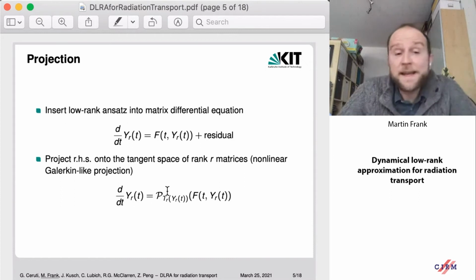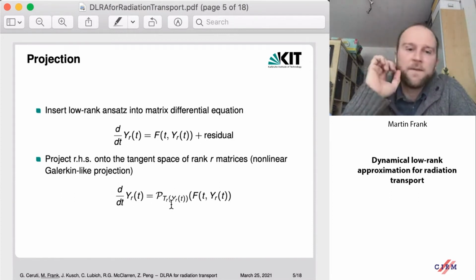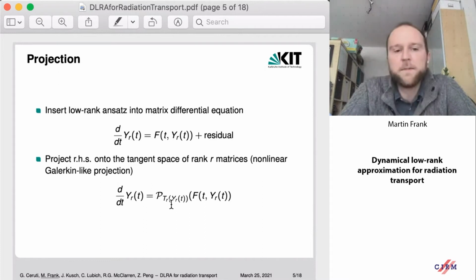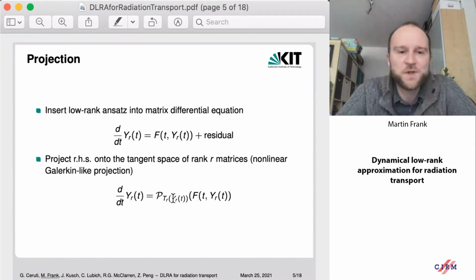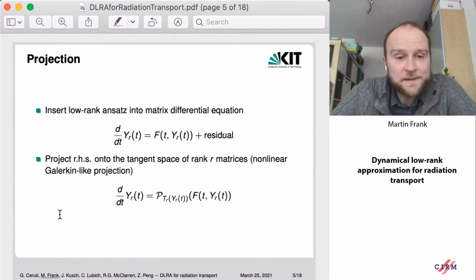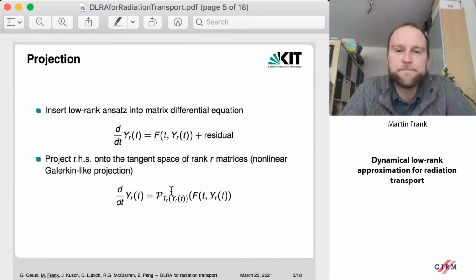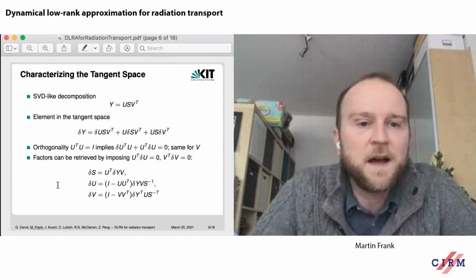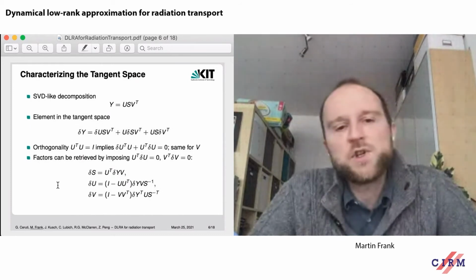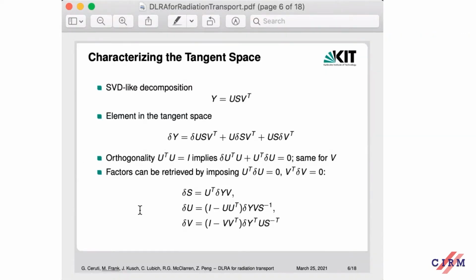Now, and again, this is a nonlinear object, right? So if I'm at one point in this manifold of low rank matrices, which is Y_R, then at this point there is a tangent space. Now the question is, what is that tangent space? Can I characterize it, and can I express this projection in such a way? Because ultimately, I want to design a numerical scheme. And the answer is yes, I can do that. And I want to give you a short argument of how the tangent space looks like. It's not a proof, but it's the essence of the proof.